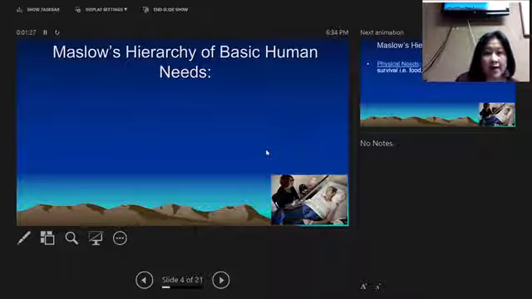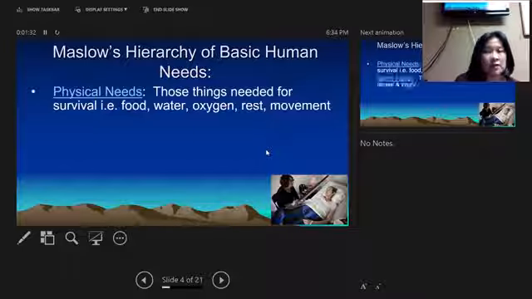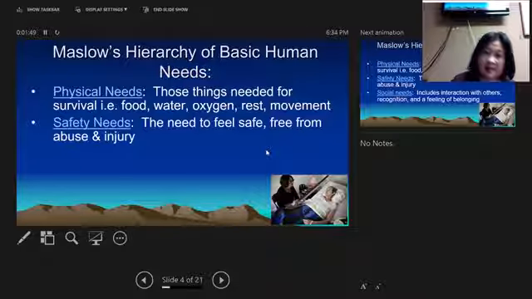Your Maslow's hierarchy of basic human needs. This is a psychologist who went over these basic human needs that we're all going to have and that we all value differently, but everybody has physical needs. Everybody needs food, water, oxygen, rest, movement. Those physical needs sometimes outweigh our safety needs. Sometimes we may not think about it, it's much more safe to stay in the bed and wait for someone to come help, but if I need to go to the bathroom, I need to get there immediately.